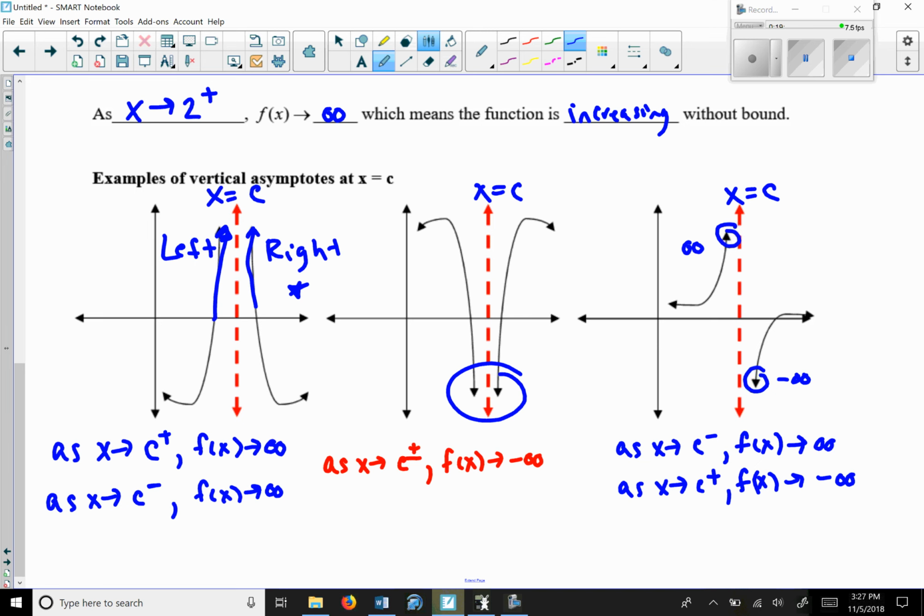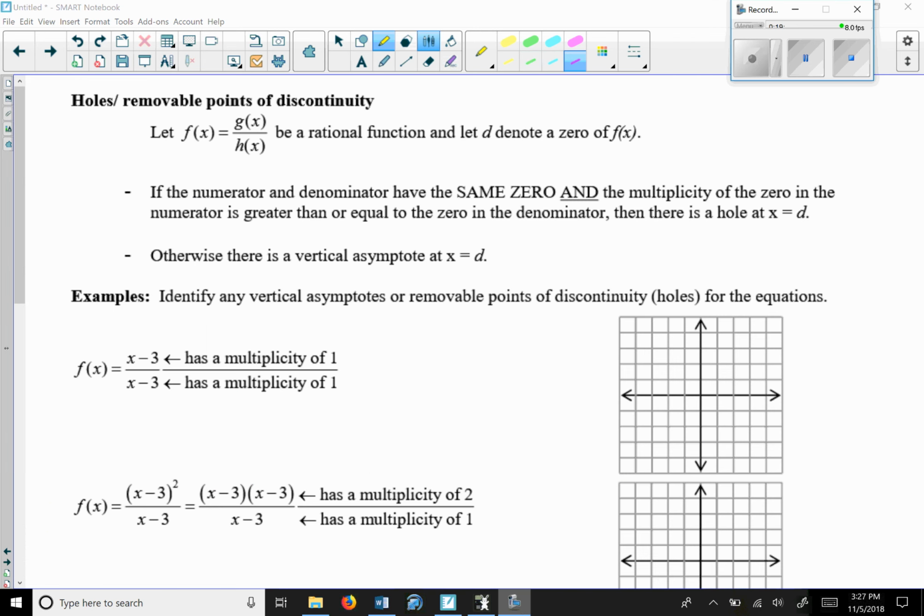And that would be it for our notation. All right, so now we're going to look at holes and removable points of discontinuity. So it means the same thing. If you say a removable point of discontinuity, it just means we're looking at the holes of our graph.